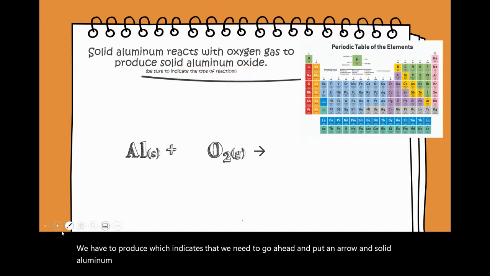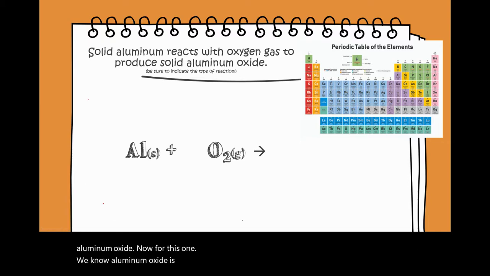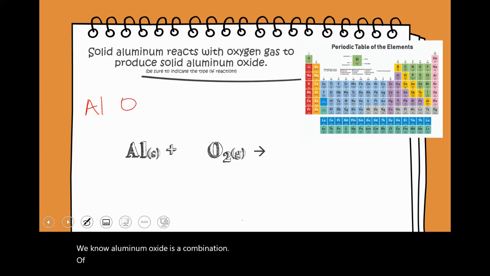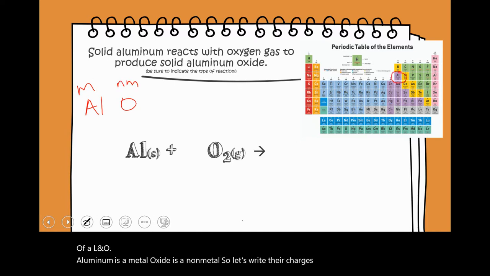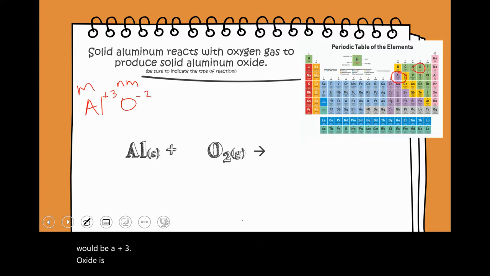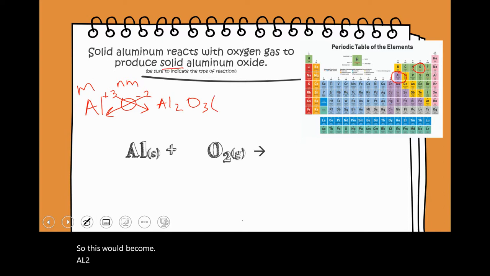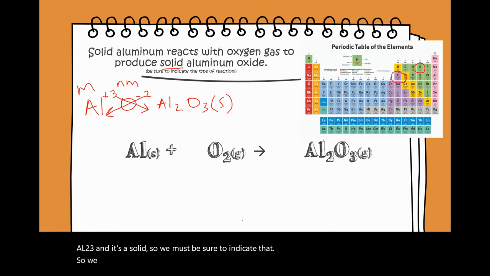oxide. Now, for this one, we know aluminum oxide is a combination of Al and O. Aluminum is a metal, oxide is a nonmetal. So let's write their charges. Aluminum is here, so that would be a +3. Oxide is here, that would be a -2. Following our rules, let's go ahead and swap those. So this would become Al2O3, and it's a solid, so we must be sure to indicate that. All right, so when we put that here, we're going to get Al2O3.